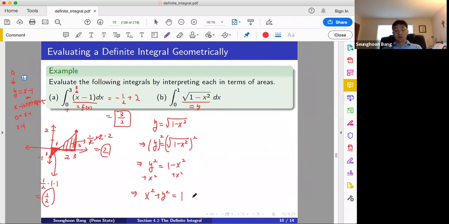Do you know what the graph of this one is? What's the graph of x squared plus y squared equals 1? Do you know? Could you write your answer?